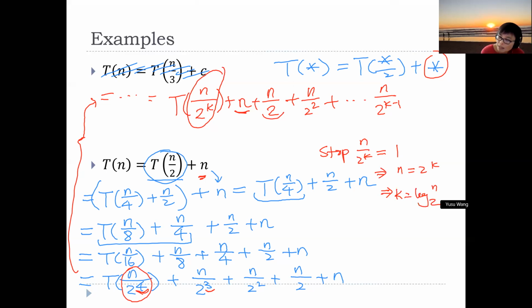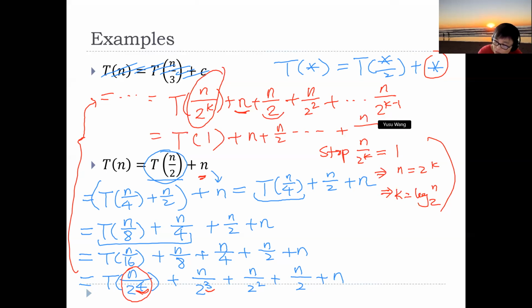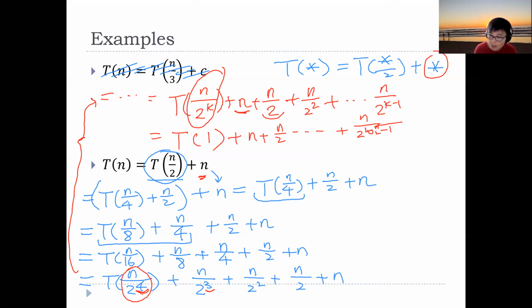Now you plug this in here. That means we stop when n over 2 to the k equals 1, so inside it becomes 1. Outside we have n plus n over 2 plus n over 2 squared, up to n over 2 to the power of log n minus 1. So this is when we stop.